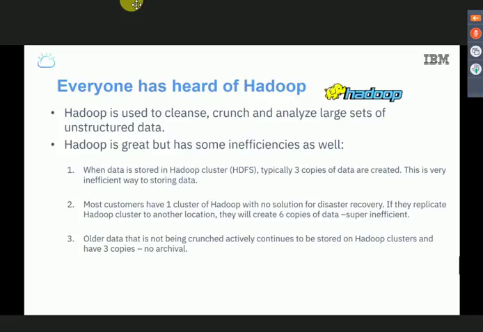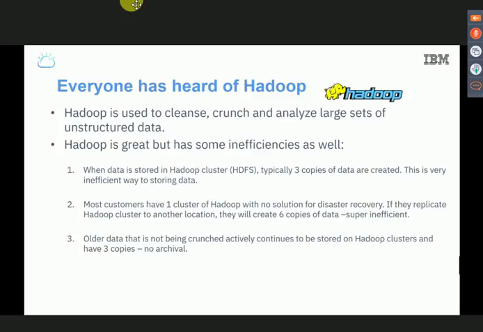Now think of this. If you have one Hadoop cluster running, and I've been working with multiple customers who have been in the situation, one Hadoop cluster running, whether it's running on cloud or running on-prem, and you want to have a disaster recovery for that, and you want to replicate that. Guess what's going to happen? If you replicate that to another Hadoop cluster, you're talking about 6 copies of data. That's even more inefficient.